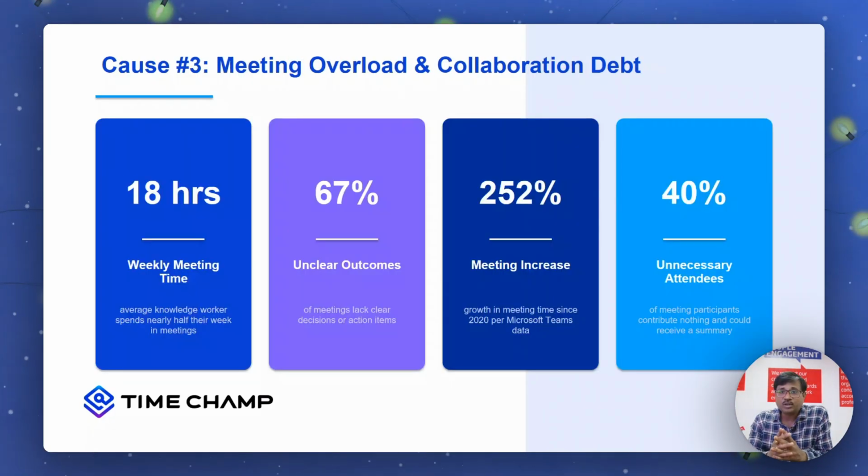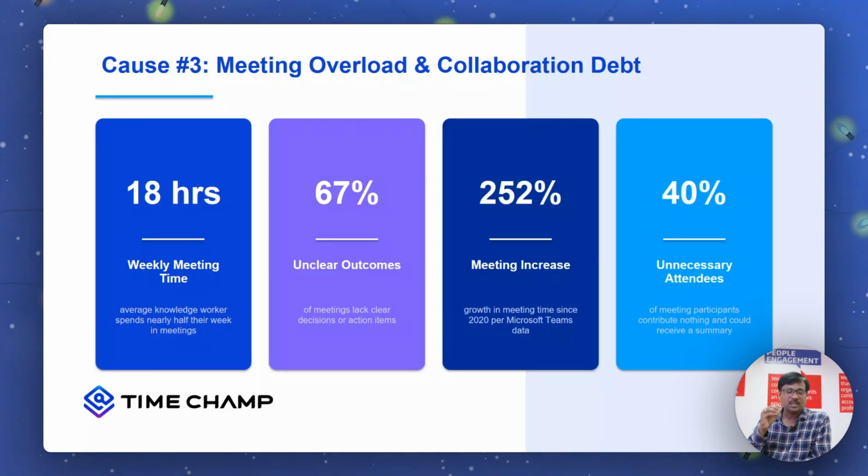The third major cause of unproductive hours is hiding in plain sight in everyone's calendar. Meeting overload. Here is the data point that should concern every operations leader. The average knowledge worker now spends 18 hours per week in meetings. That's nearly half of a standard work week.